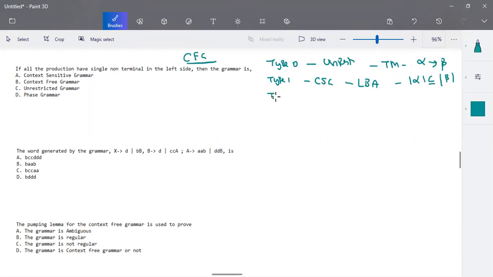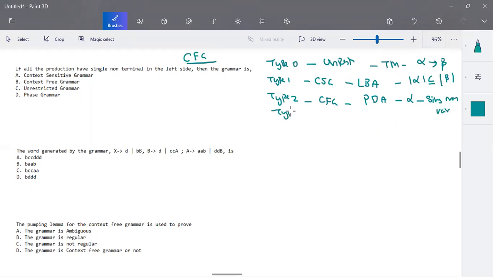And next one is type 2 grammar, which is context-free grammar. And this is accepted by push-down automata. And here the restriction is length of alpha less than or equal to length of beta, and alpha is a single non-terminal, a single variable. One capital letter is used to represent this alpha. And it is of the production form S tends to ABC or something. You can have a production of this structure. So this is your context-free grammar.